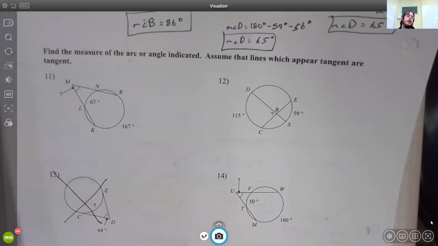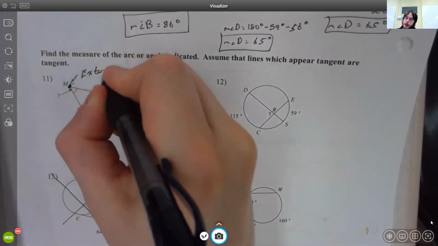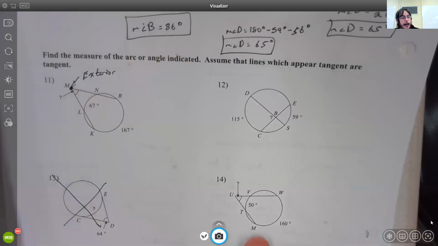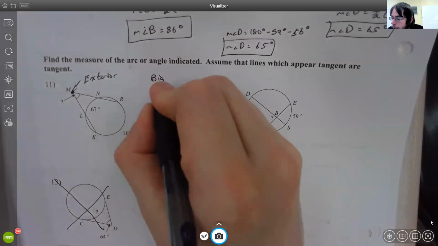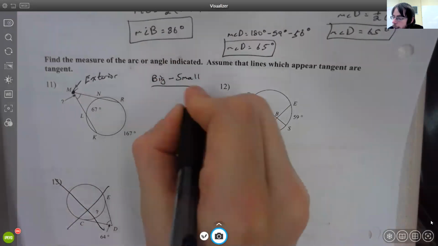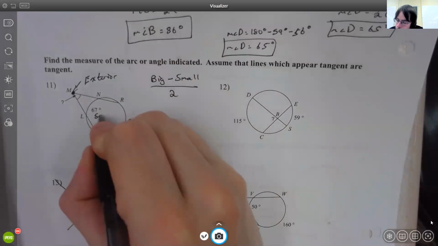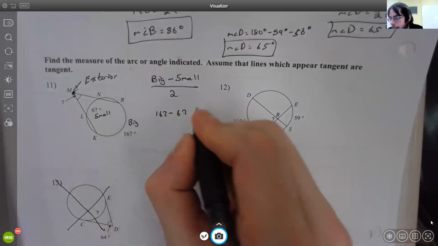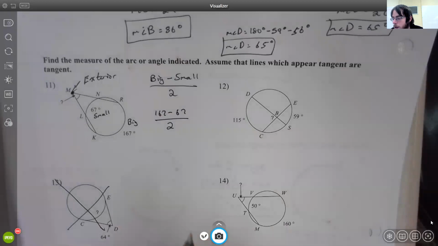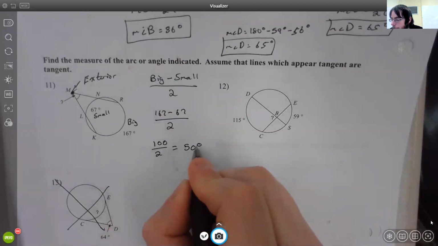But number 11, what type of angle do we have? Our vertex is on the outside of the circle, so that means it's an exterior angle. The formula for finding an exterior angle is to take our bigger arc minus our smaller arc and divide by 2. In this case, 167 is our bigger arc and our smaller arc is 67. So we take 167 minus 67 and then divide by 2. 167 minus 67 is 100, divided by 2 gives us 50.